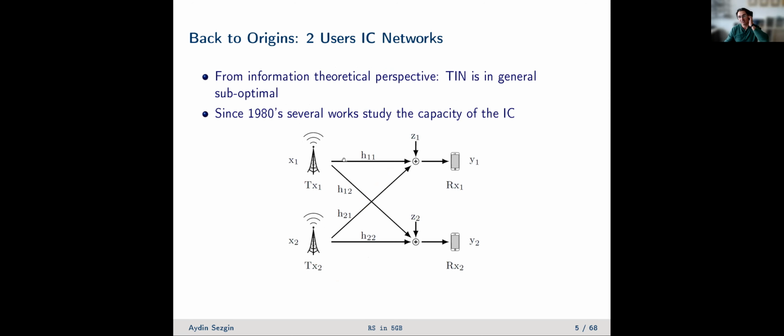So it turns out that when looking at the optimality of this approach, which is written as TIN, treating interference as noise, we see that from an information theoretic perspective, this is in general suboptimal. Because what we are facing here in its very basic form is an interference channel, and especially the capacity of it, the capacity is the highest rate we can achieve reliably over such a channel. This has been investigated since the 1980s, and still is subject to investigation.